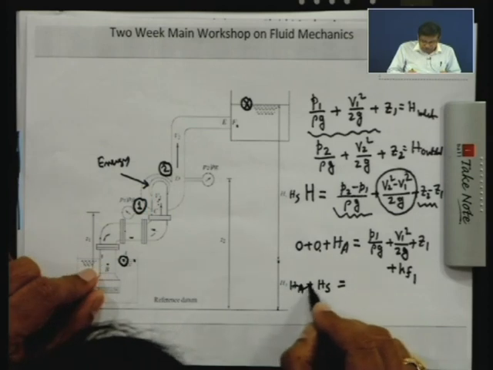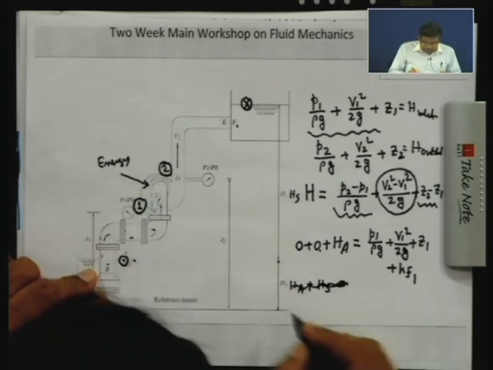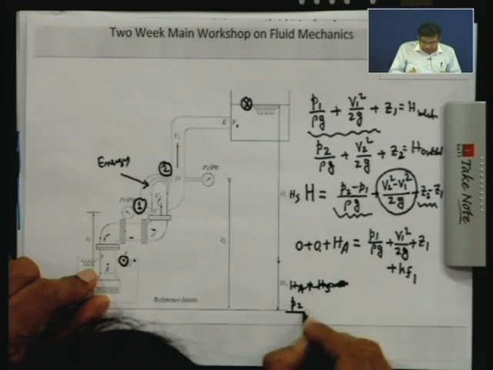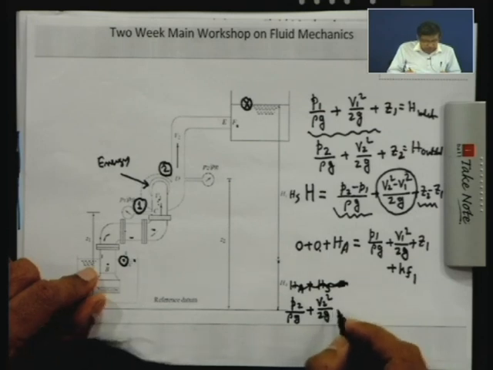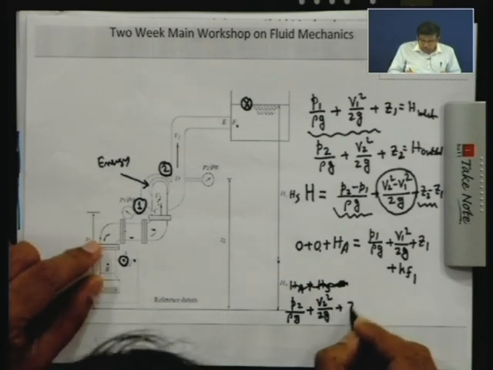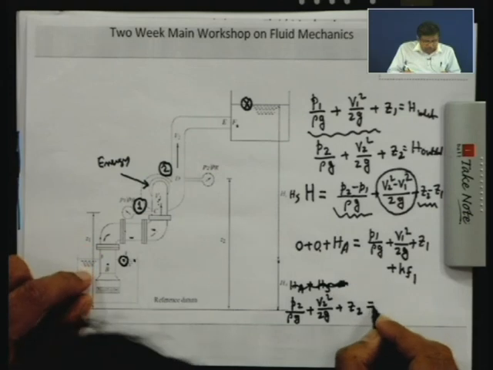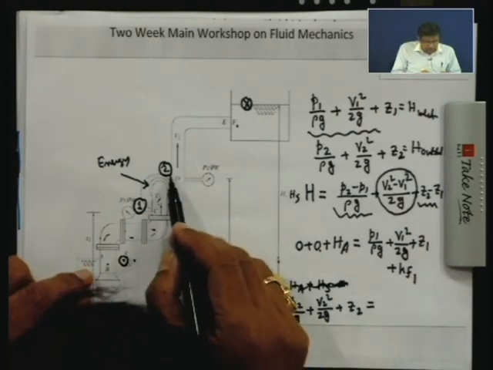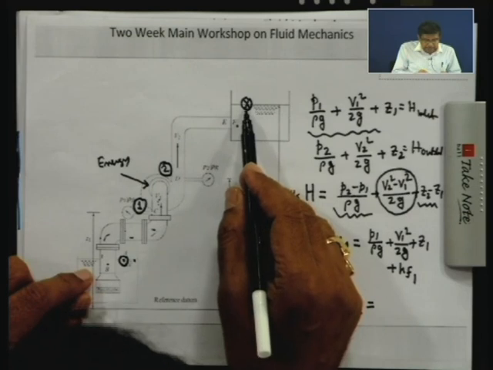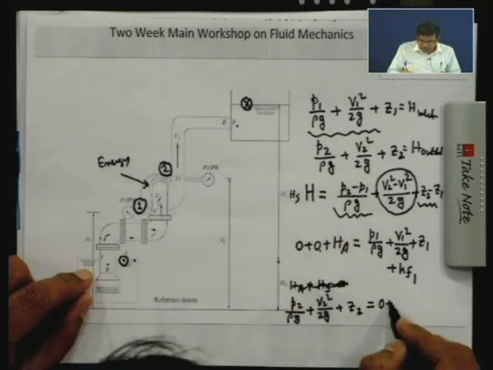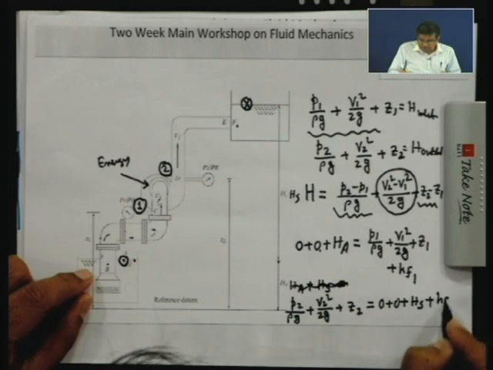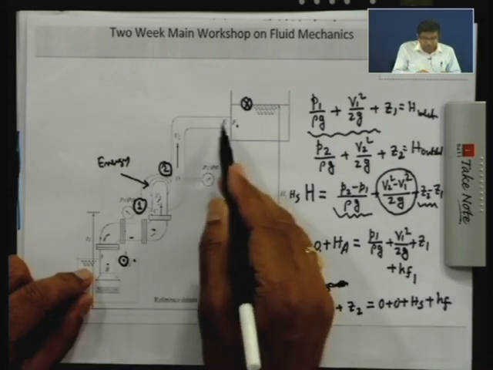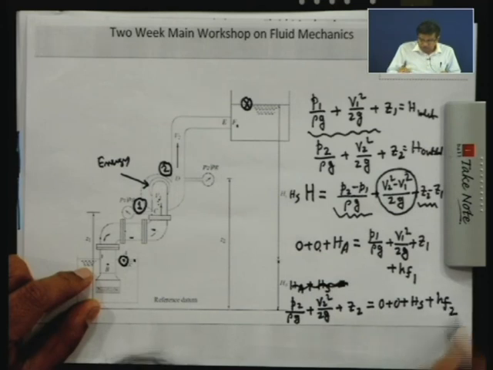So, I am not writing this, straight away I am writing HA plus HS equals to what? No, sorry, we should write this way. We write this first, P2 by rho g plus V2 square by 2g plus Z2 equals to what? Equals to here 0 plus HS plus all the losses incurred in the delivery pipe, including the bends and all these things, HF2.